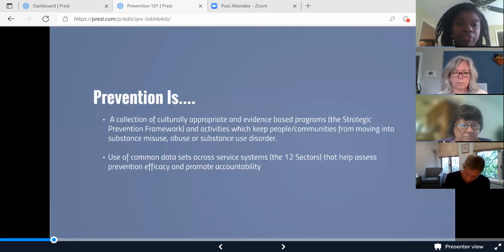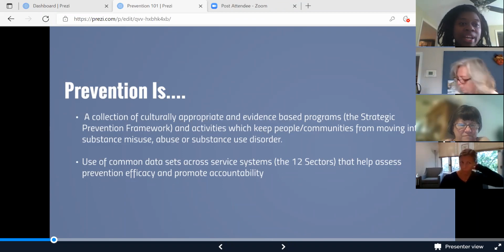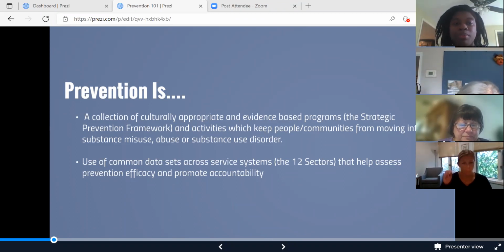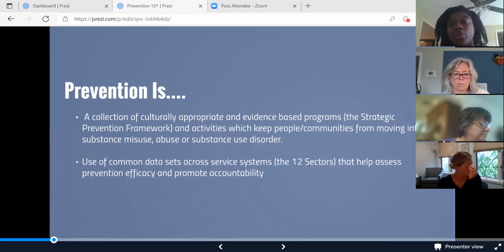Moving forward, what is prevention? So prevention is basically a culturally appropriate and evidence-based program. We usually use within our framework the strategic prevention framework, as well as activities that are going to keep partner communities from stages of substance misuse, disorder, or use. We also use common data sets across service systems, which later on we're going to touch on with the 12 sectors a little bit. And we use those to help us assess our prevention efficiency and also to promote accountability within a community and across different service sectors.